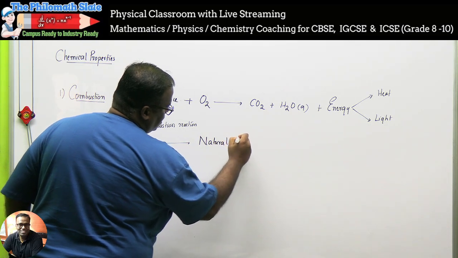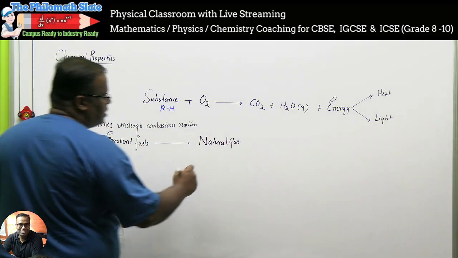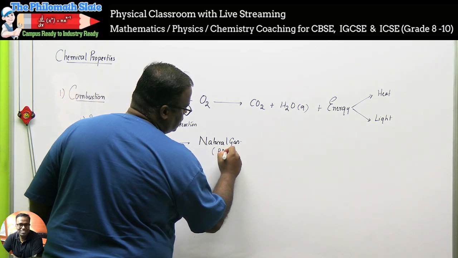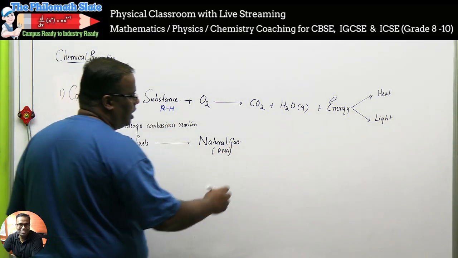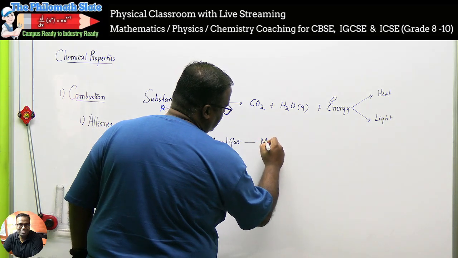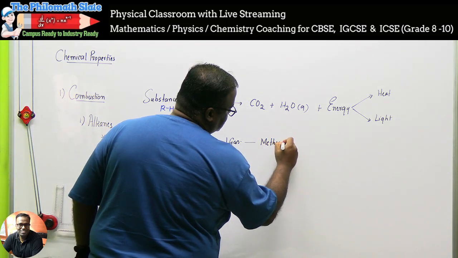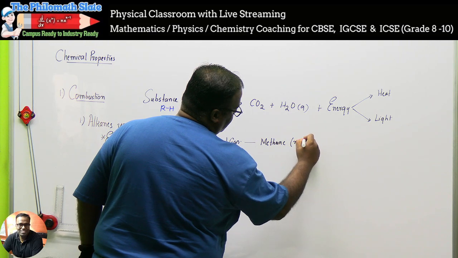like say for example, if you are in Delhi NCR or Mumbai, you are using something called PNG, piped natural gas. The natural gas comes to your house, it's called piped natural gas, and the major constituent is methane. Methane is the major constituent.